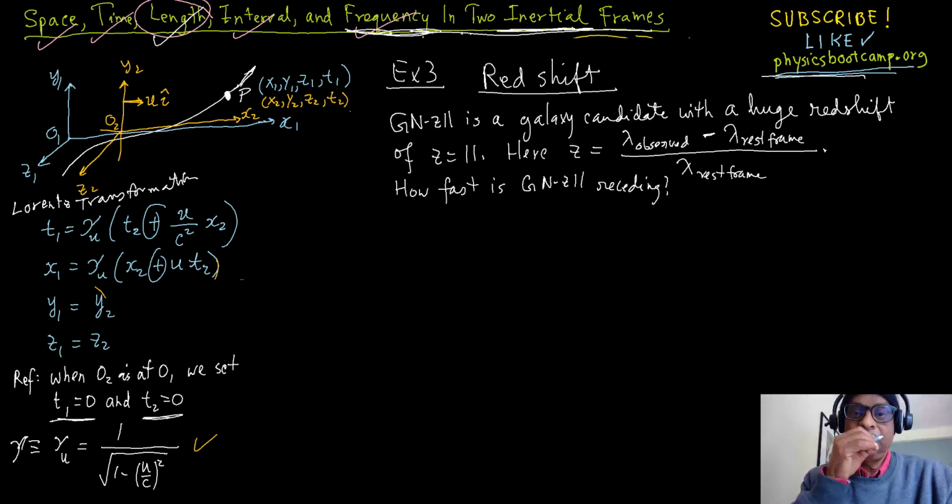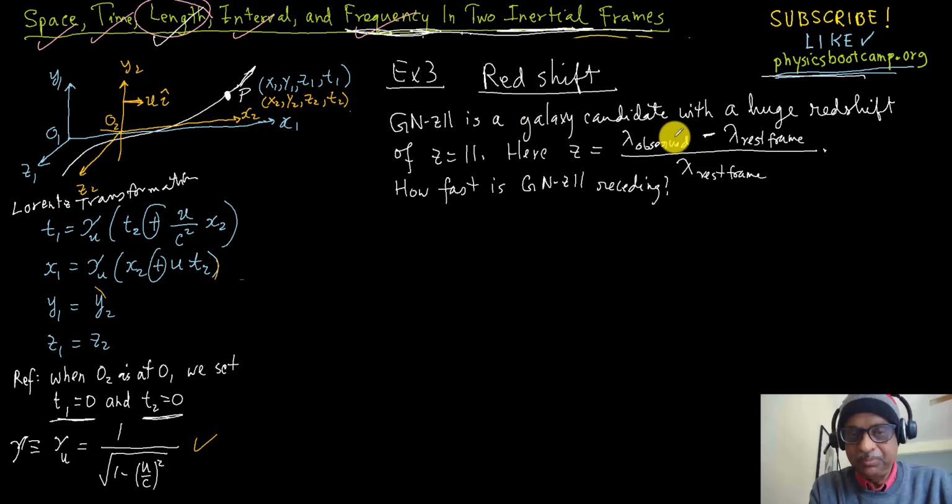Okay, so here's another problem. It's very common to see redshift in astronomy. Here's something I picked up just by doing a search. So z is a measure of redshift, and it's defined in terms of what you observe and what it would be for the same light if you were to do this experiment in a rest frame, like in the lab or something like that.